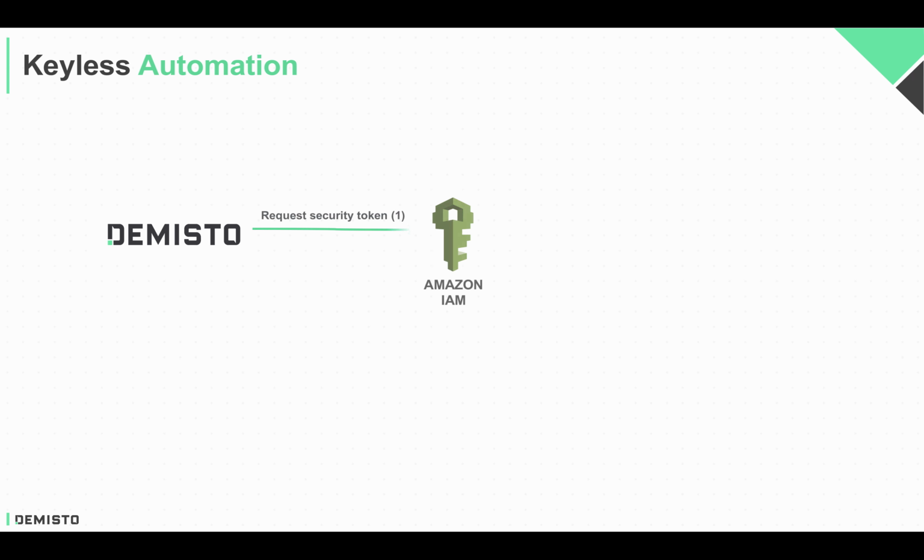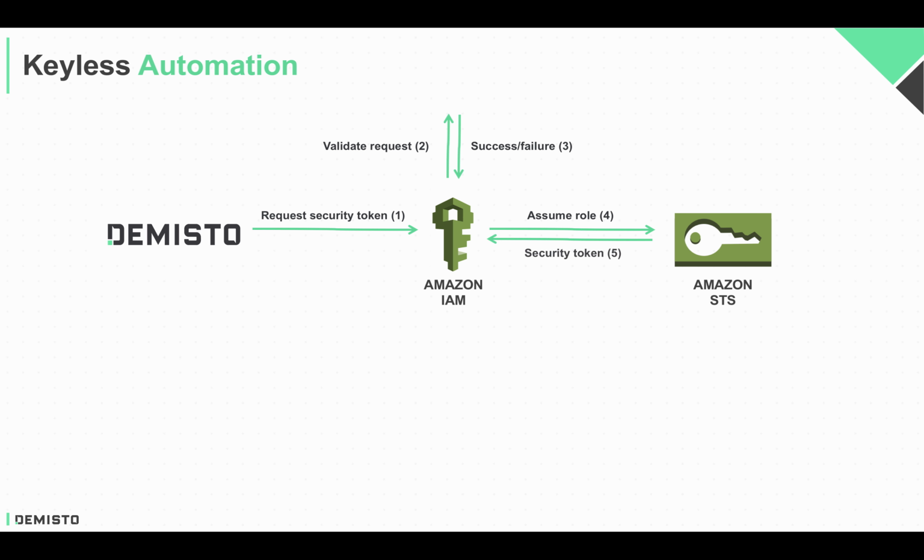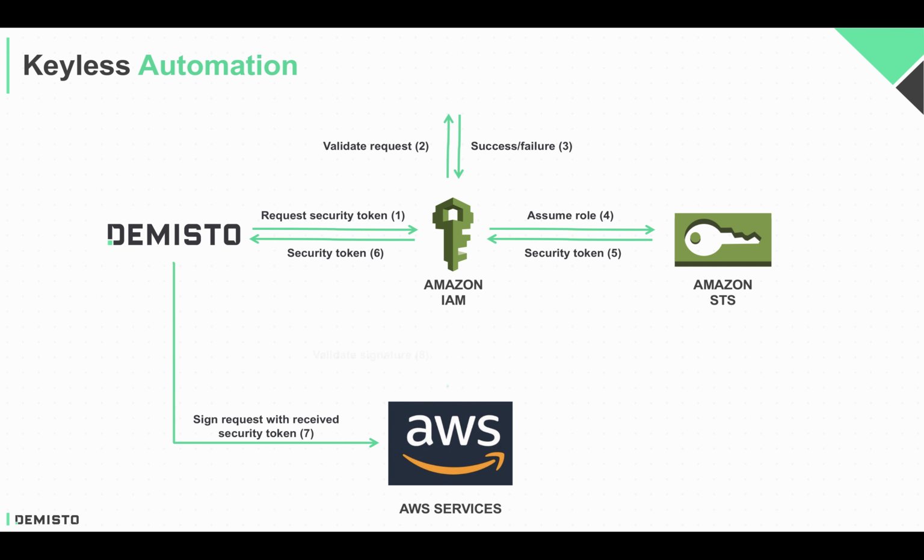Let's see how the keyless automation works, being a key value prop. Demisto uses the AWS IAM and role services and the integration with STS, which is the Security Token Service, to automate all security actions across services without needing the key for AWS services or AWS account.